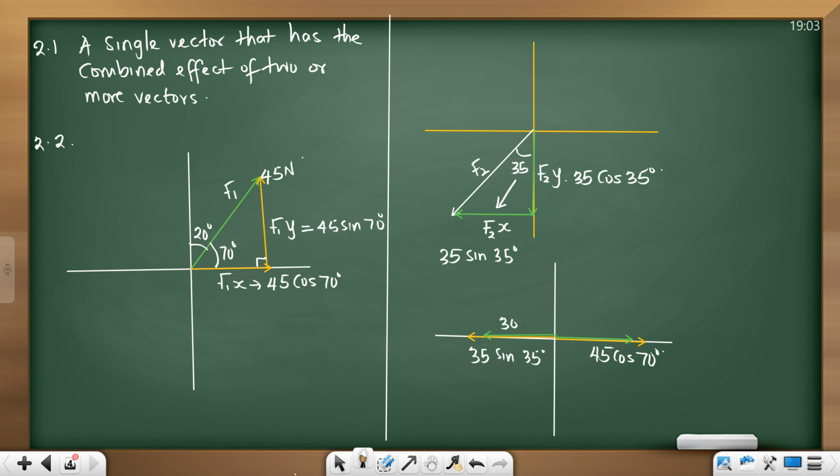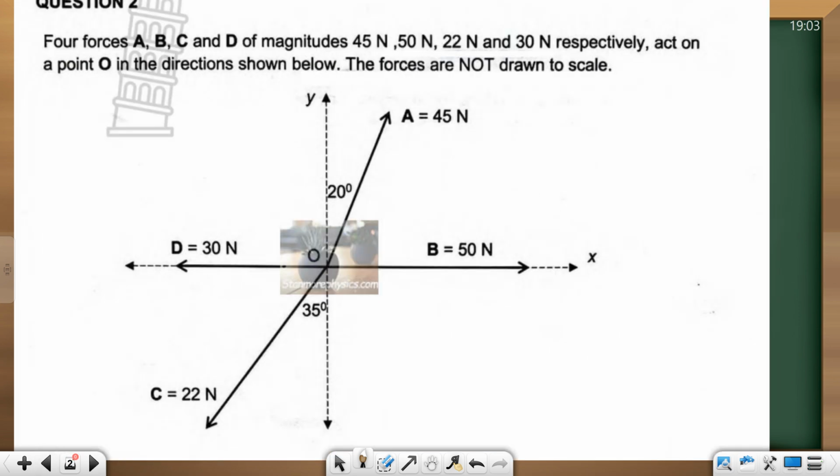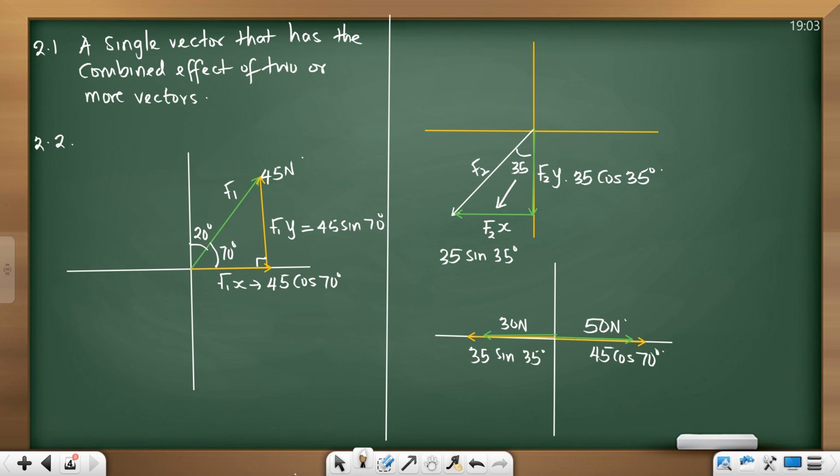It's 30 to the left and 50 to the right. So what do I do with my horizontal forces? Yeah, 30 to the left, 50 to the right. I'm just going to add now horizontal components. I'm choosing right as positive, so it will be 50 plus 45 cos 70 minus 30 minus 35. Please let me know if it makes sense to you.